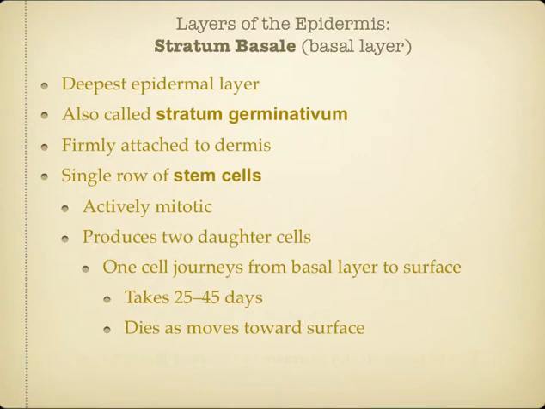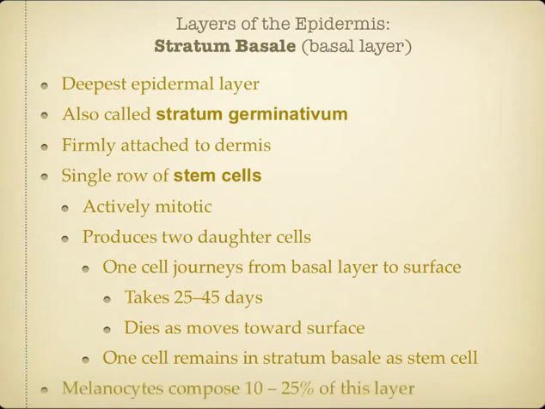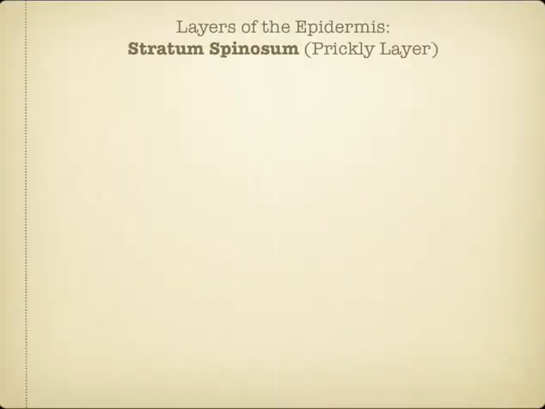And the other of the two cells stays in the stratum basale and is the stem cell, which will continue the process of dividing. Melanocytes make up about 10 to 25% of this bottom layer. So about a quarter, or a little less than a quarter of the cells in that lower layer are these color-producing cells called melanocytes. The next layer up is stratum spinosum. The name means the spiny or prickly layer.